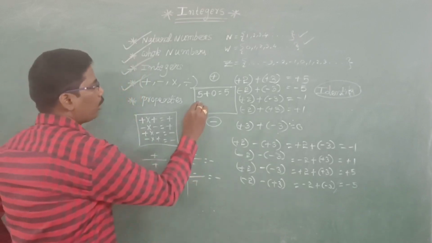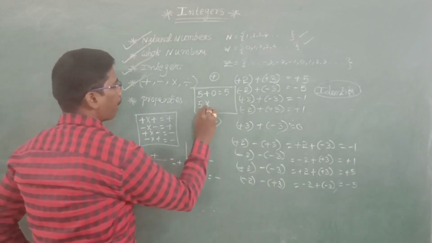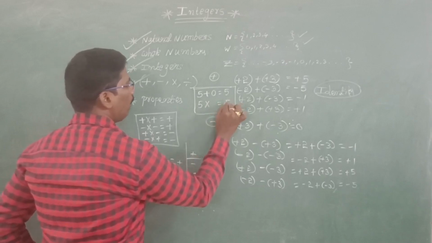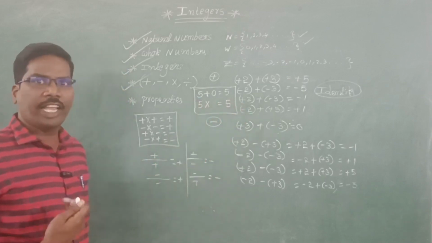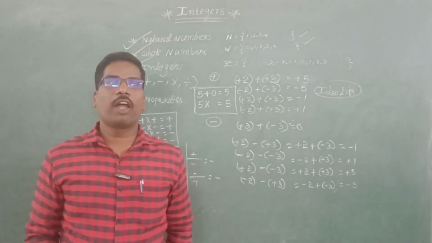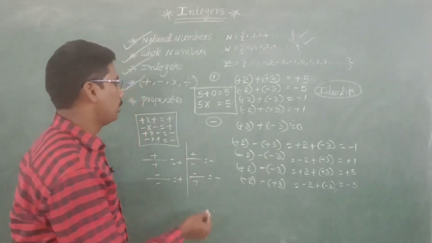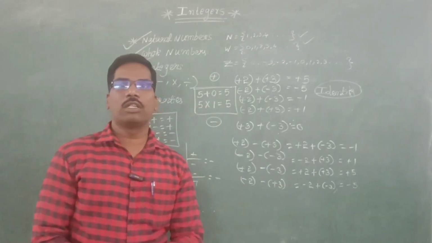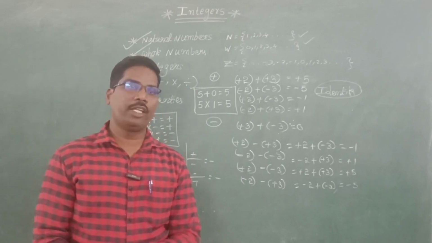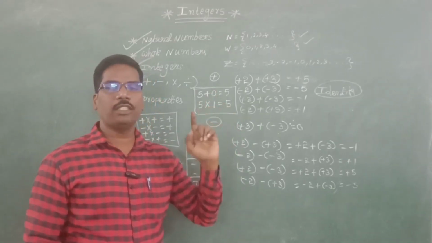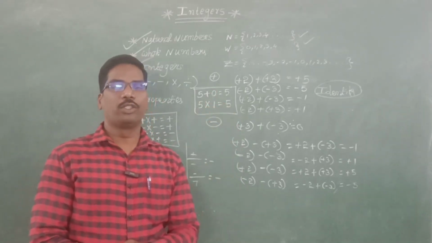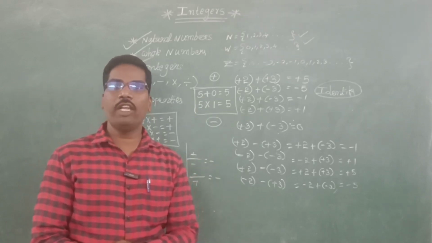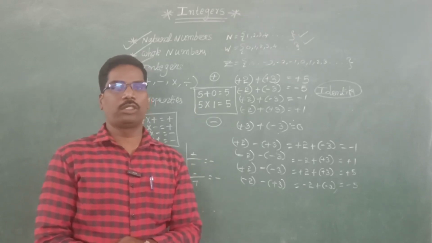Next, multiplication. What multiplied with 5, I will get again 5? So I have to get 1. So 1 is called multiplicative identity. This is additive identity, this is multiplicative identity. So these two are most very important formulas.